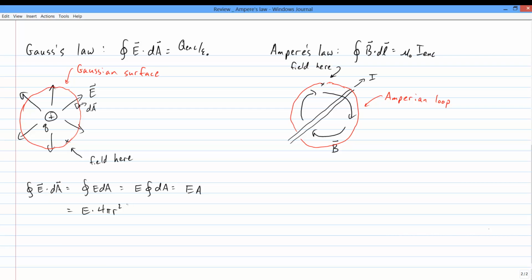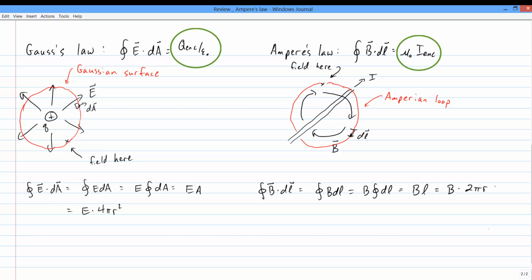Similarly, we know that the B field lines from a wire point in loops, meaning they'll be parallel to the dl vector at every point on the Amperian loop. So B dot dl is B times dl. And every point on the Amperian loop is the same distance from the wire, so the B field must be of the same magnitude all along the Amperian loop, and we can pull it outside the integral. And the integral of dl is just L, the perimeter of the Amperian loop.